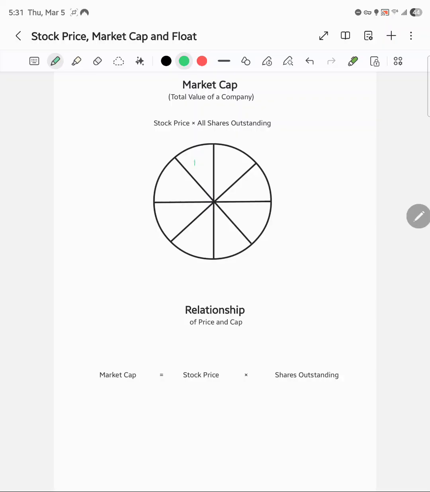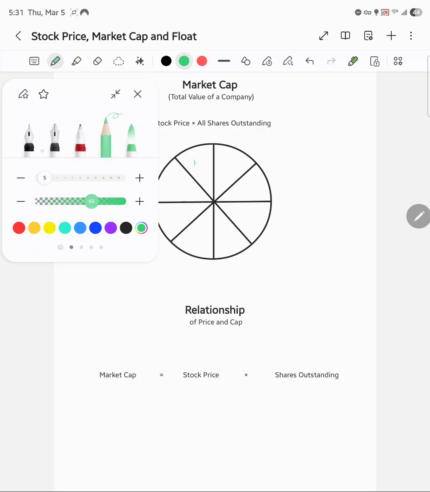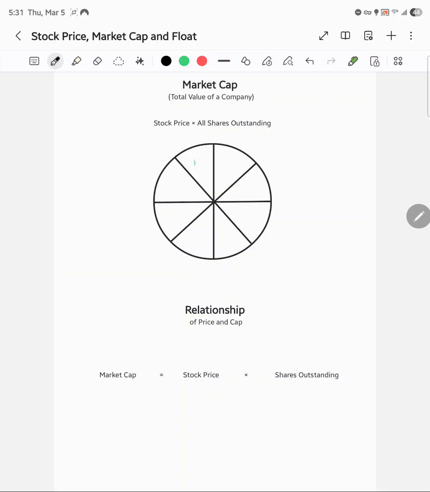So, let's say one share, yes, make it this color. Let's say one share, let's say this is a pizza. And let's say one share is $10. Other share is also $10. Third one is also 10. Fourth, fifth, sixth, seventh, and eighth. Okay? And there are total how many shares?